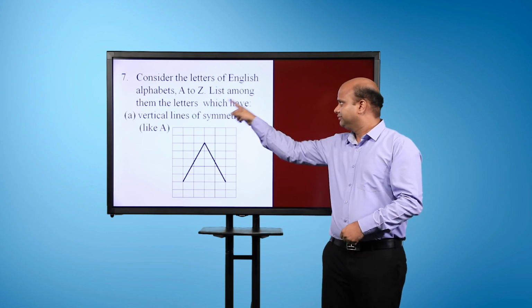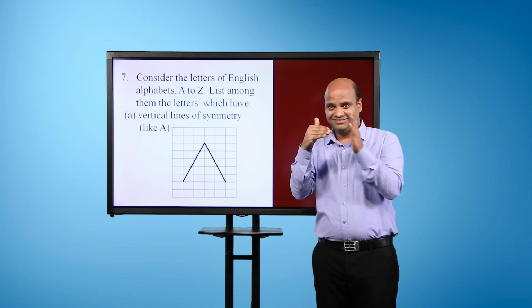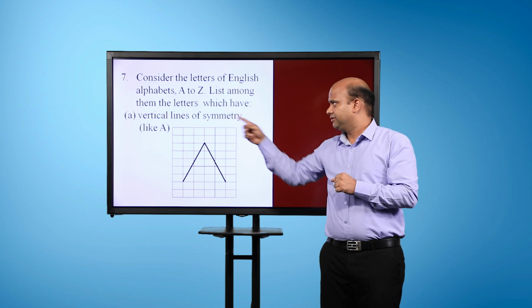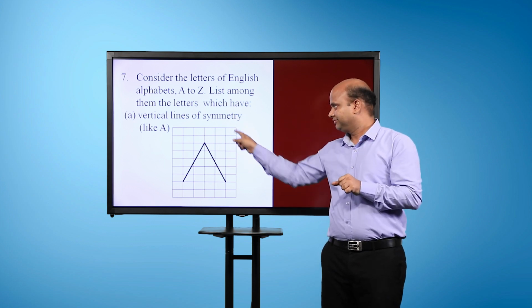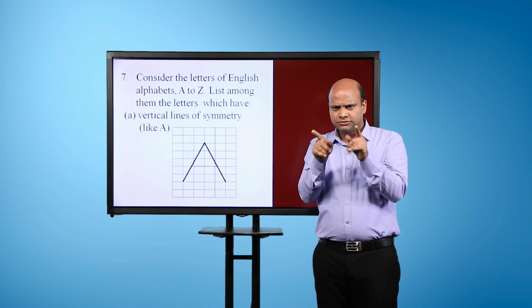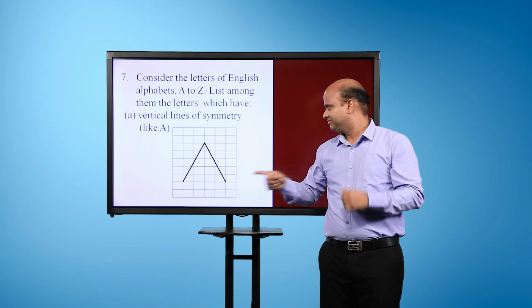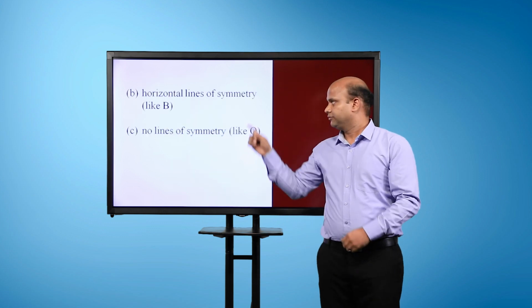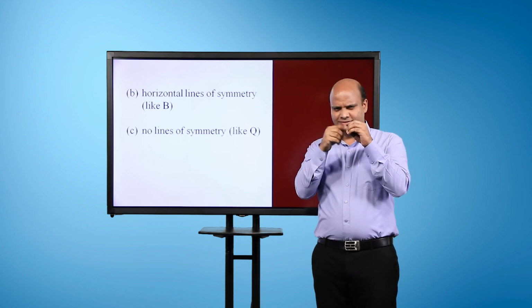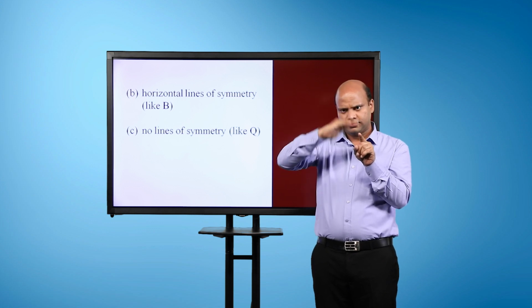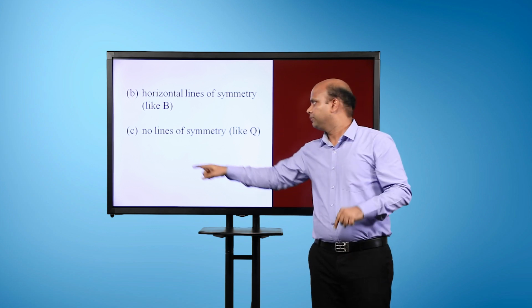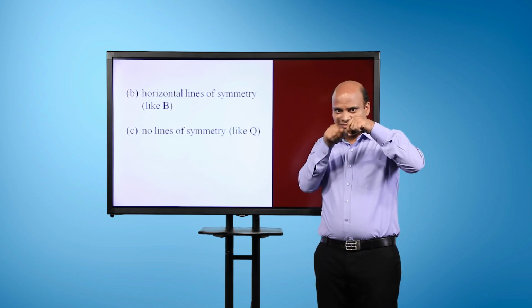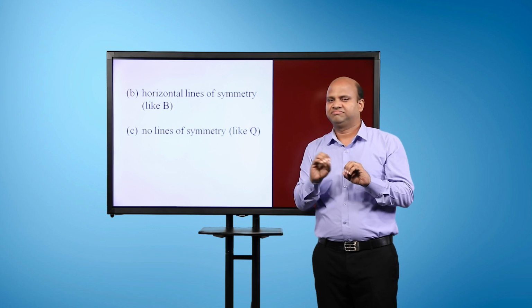7. Consider the letters of the English alphabet, A to Z. List among them the letters which have A. Vertical lines of symmetry, like A. B. Horizontal lines of symmetry, like B. C. No lines of symmetry, like Q.